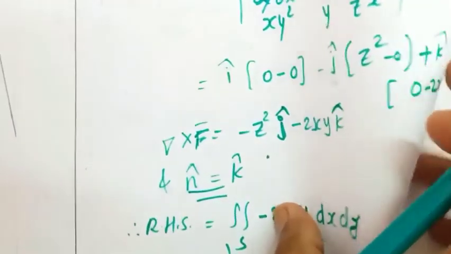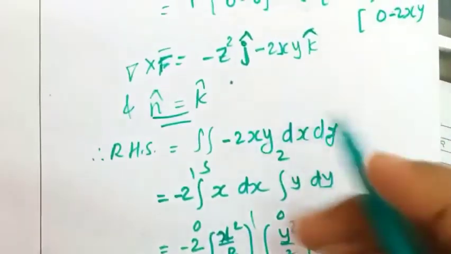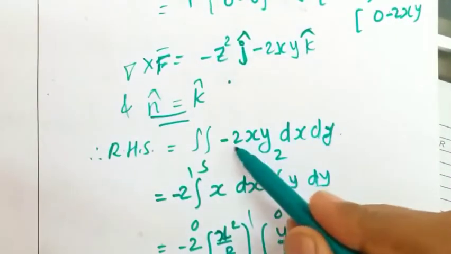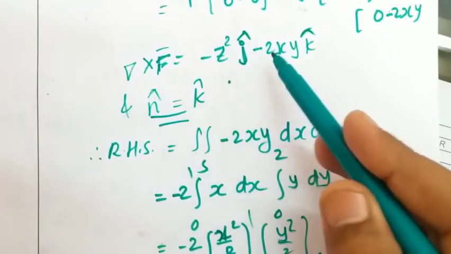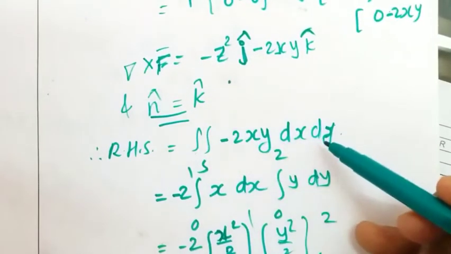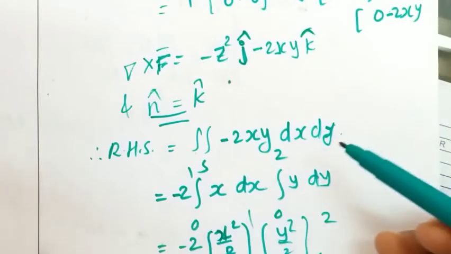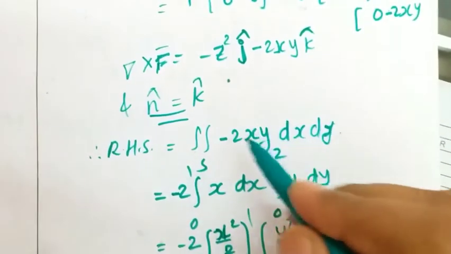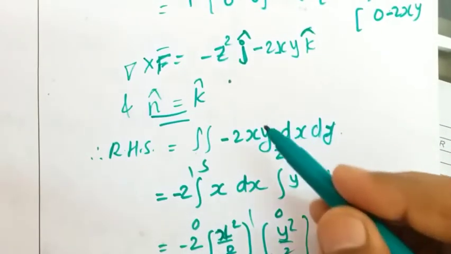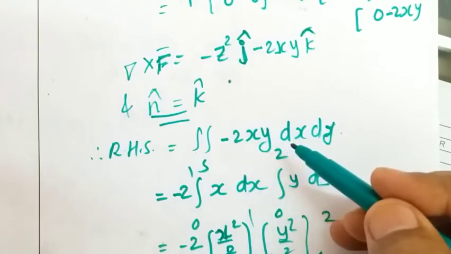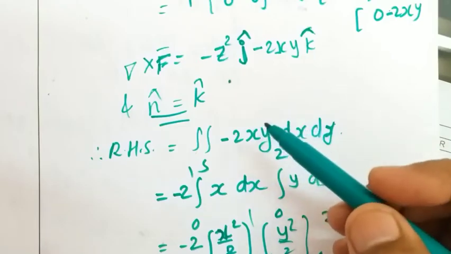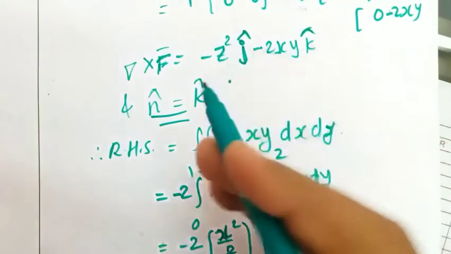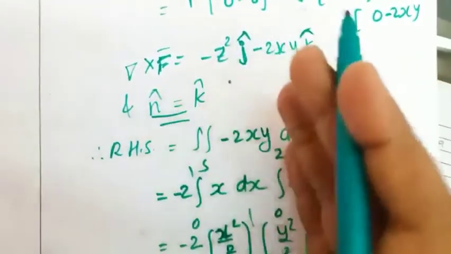Take their dot product. If you take the dot product of these two vectors, we will get minus 2xy only, because the j component is absent here. So only minus 2xy will remain, and the value of ds is dx dy because it is a surface in the xy plane. Now we need to carry out this double integration, and the limits of x and y are also with us, which are constant limits. We know the double integrals, we have studied them. When the limits are constant and the variables are separable, we can separate both the integrals.